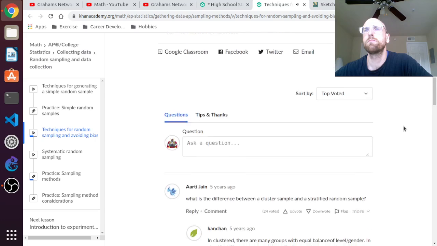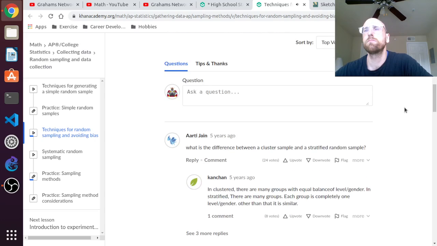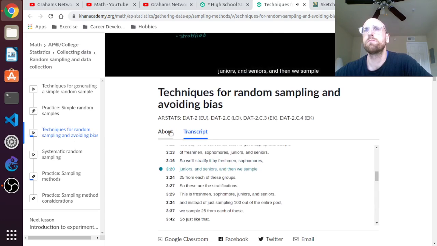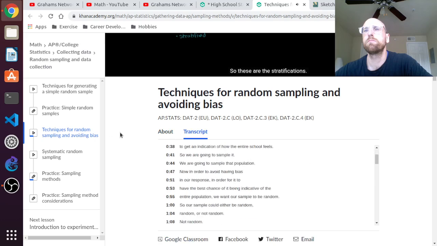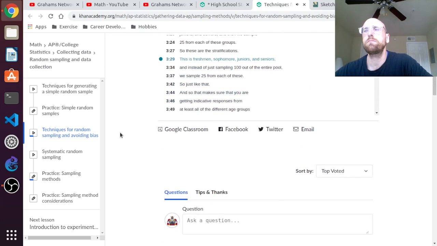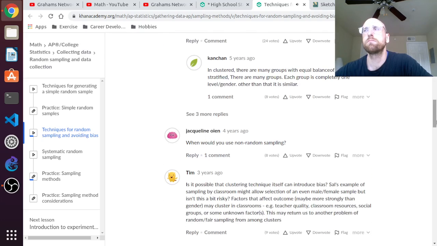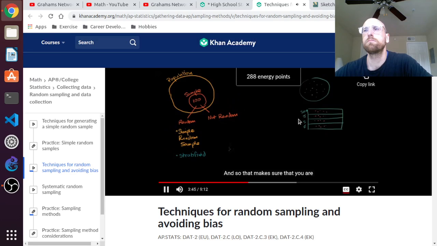And we're going to stratify it by, let's say we were concerned that we got an appropriate sample of freshmen, sophomores, juniors, and seniors. So we'll stratify it by freshmen, sophomores, juniors, and seniors. And then we sample 25 from each of these groups. So these are the stratifications. This is freshmen, sophomore, juniors, and seniors. And instead of just sampling 100 out of the entire pool, we sample 25 from each of these. So just like that. And so that makes sure that you are getting indicative responses from at least all of the different age groups or levels within your university.